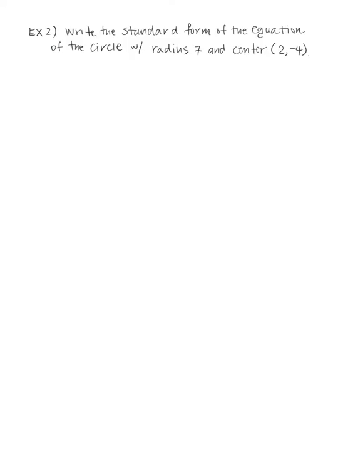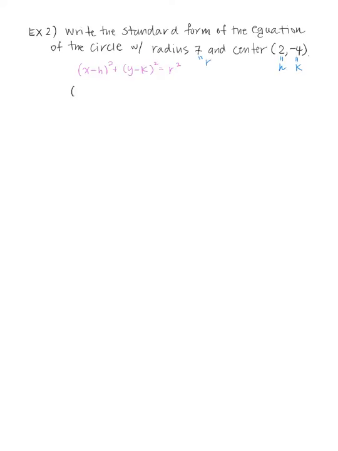Example time. Example 2. Write the standard form of the equation of the circle with radius of 7 and centered at (2, -4). So first, I'm going to write down the formula for the circle in standard form, which is (x minus h) squared plus (y minus k) squared equals r squared. All right, so all you have to do is just plug those given points in. So 2 plays the role of h, and then k is the -4, and radius r is 7. So all you have to do is just plug and chug into that formula.